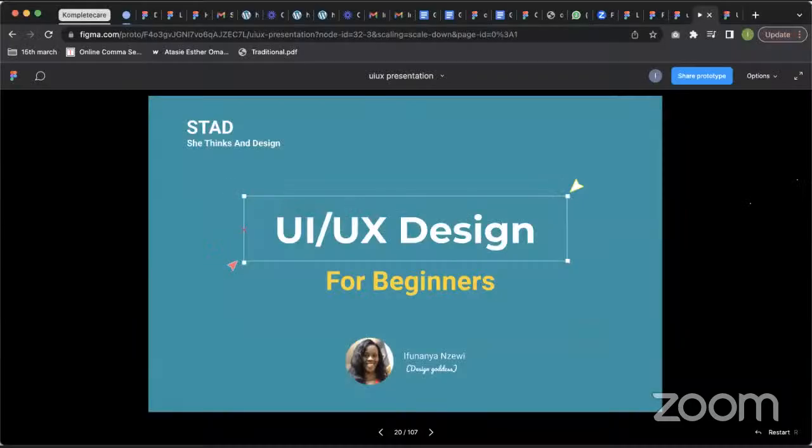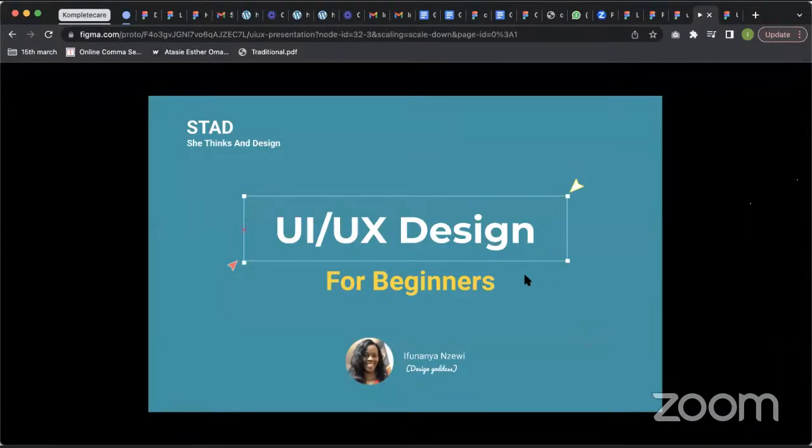I know a number of you have heard about UI UX, and that is why you are here. So I'm going to give a brief introduction of what UI UX really is. I'll tell a very fast story.